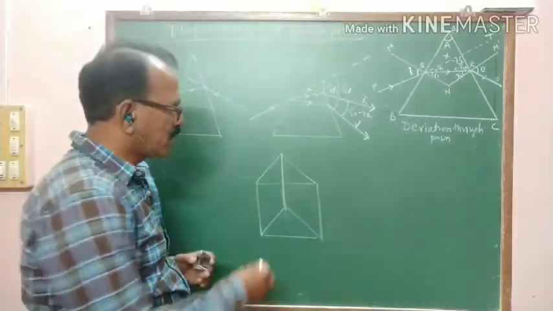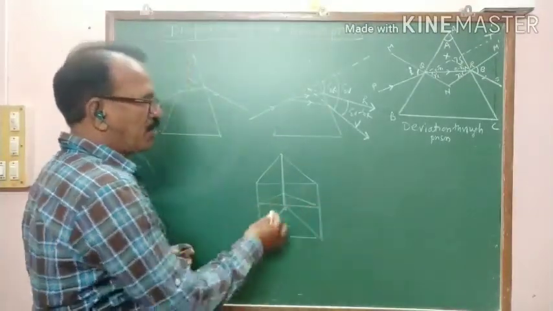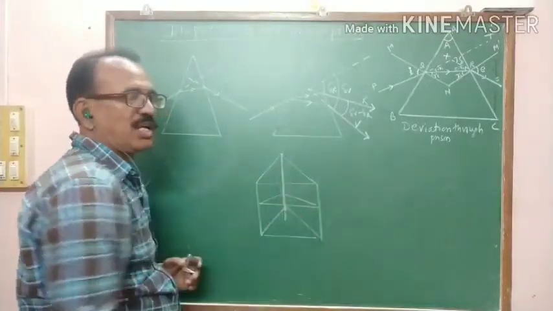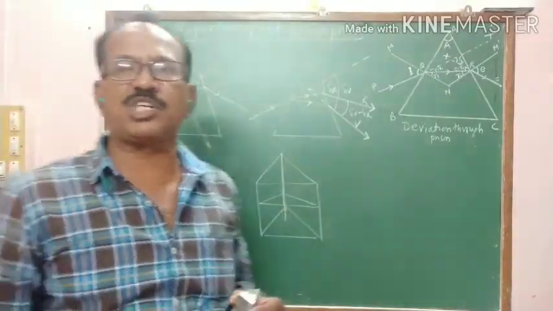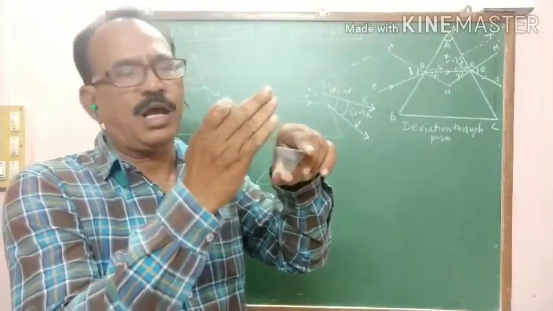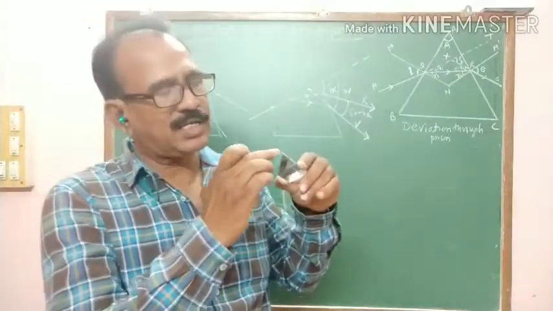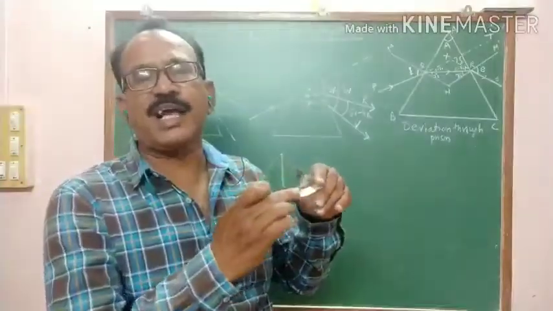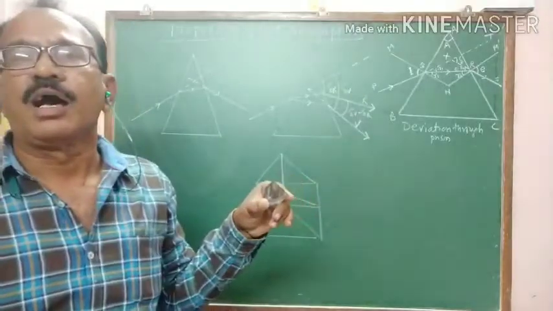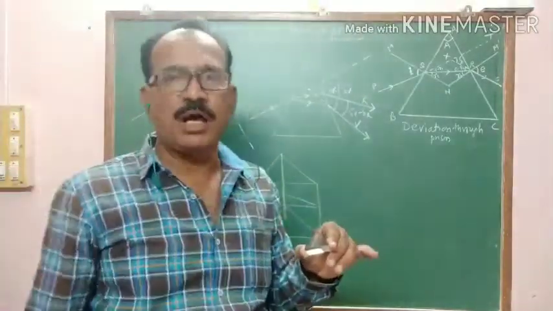Now when you cut this prism horizontally, or perpendicular to the refracting edge, that is called the principal section of the prism. It means when you cut this prism into 2 pieces perpendicular to the refracting edge, at that time this triangle ABC is called the principal section of the prism.